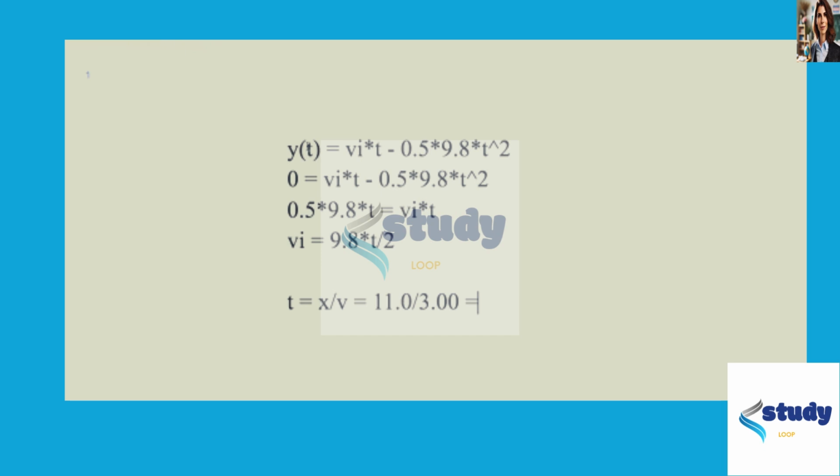and let's see, you get 3.67 seconds until the ball returns to its original starting point. Therefore, the speed you need to throw it for this to happen is 9.8 times 3.67 divided by 2. Which gives 18.0 meters per second.